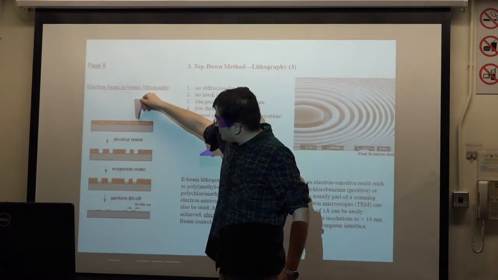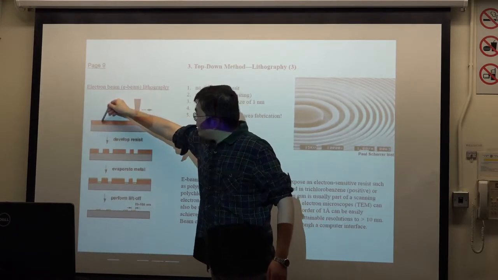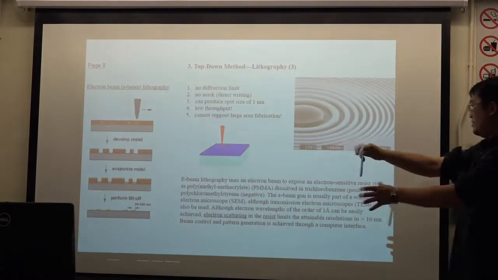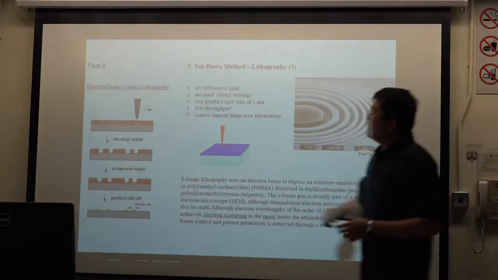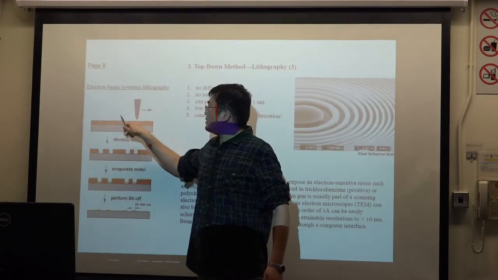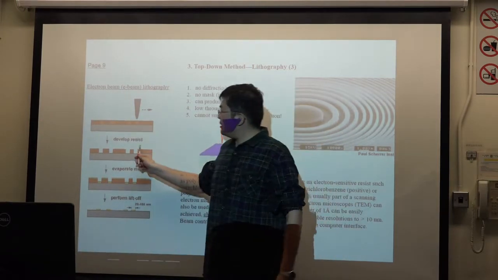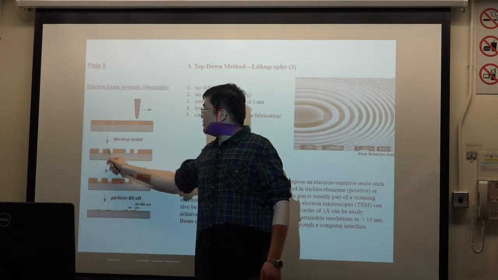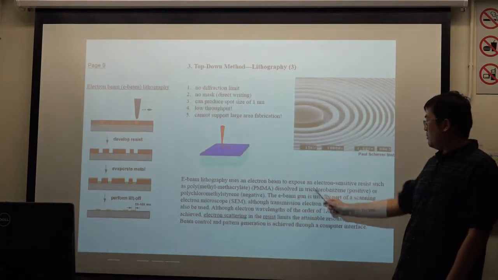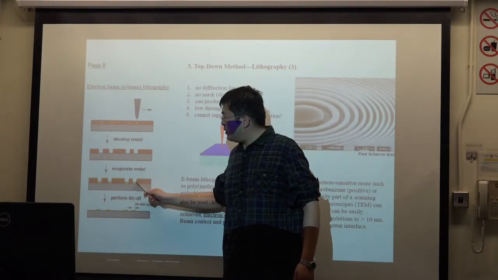Then you can collide with this region. We control its position quite well, we move its position quite well. You can see here, electrons just strike or collide with this region. Then in the development, we can remove it with some solvent, the positive solvent or the negative solvent. Then you can evaporate metal and lift off.